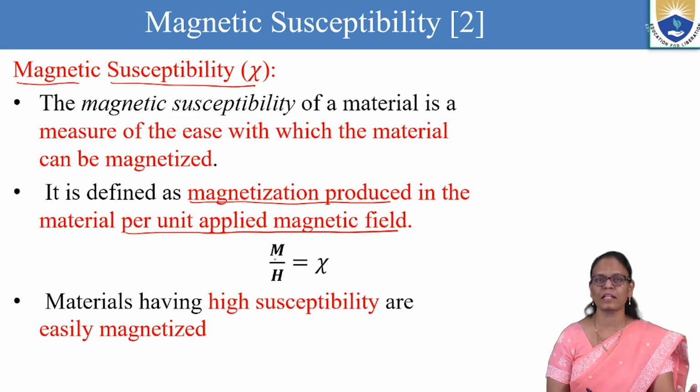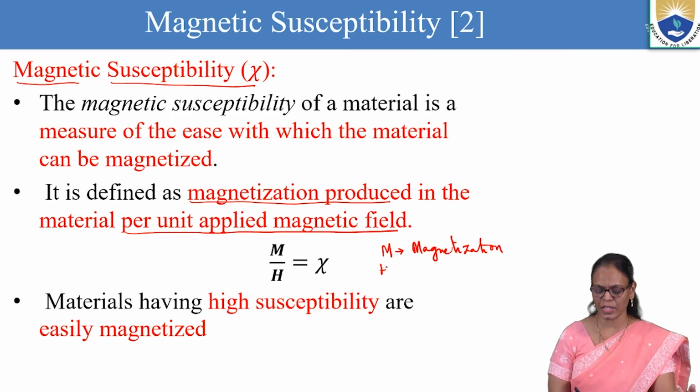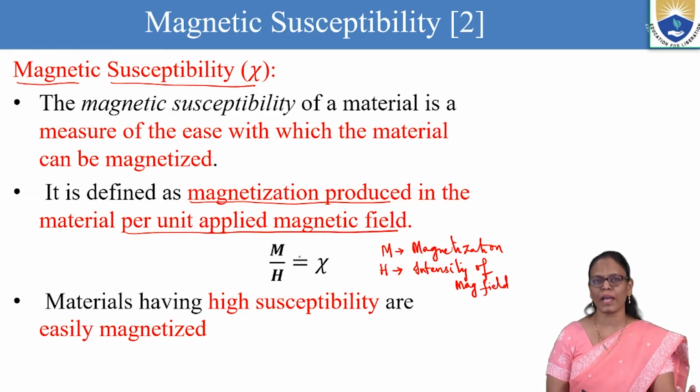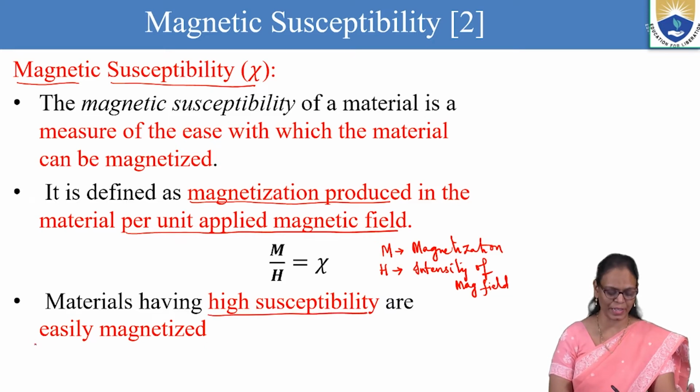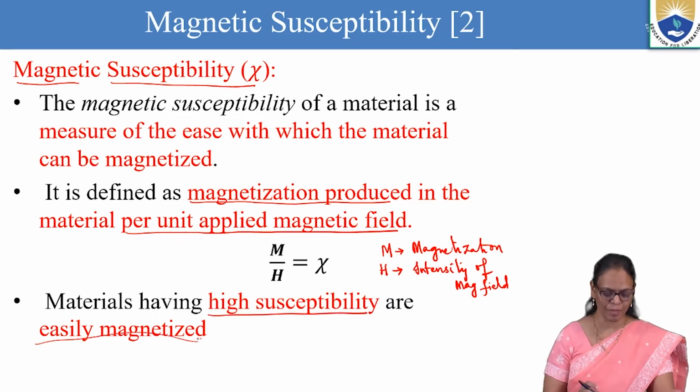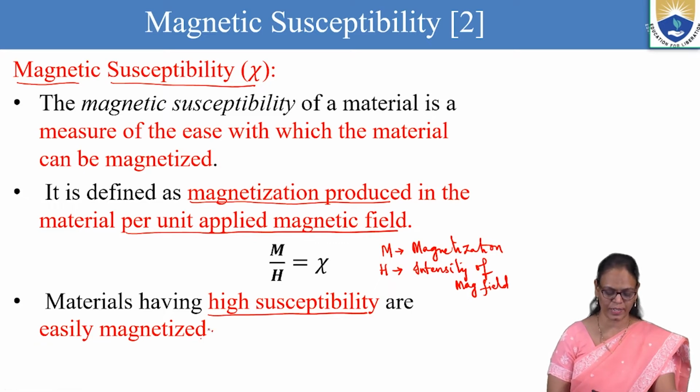Just now we have seen the formula for chi. Chi is equal to M by H. M here is denoting the magnetization and H is the intensity of the magnetic field. So chi is equal to M by H. Now materials that have high susceptibility can be easily magnetized. We can magnetize them very easily.